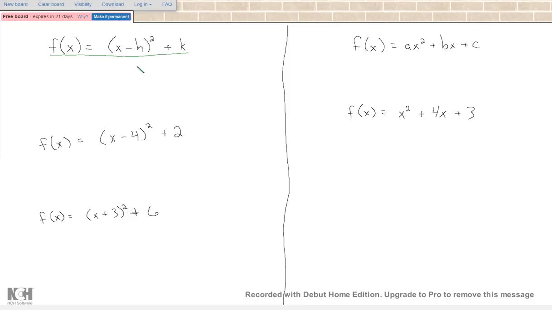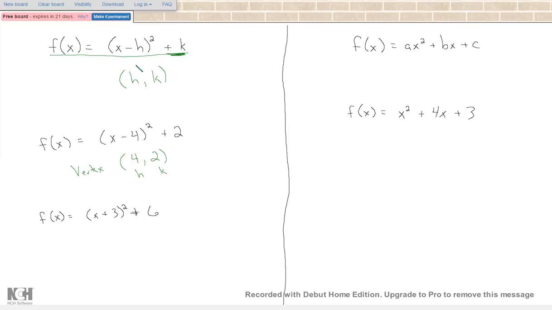These are the easiest type to get the vertex for, both the h and the k, or the x and y coordinate. The vertex is literally just the h number followed by the k number, the k being the number out here after the parentheses and the squared. So for instance, in this first example, x minus 4 squared plus 2, the h is 4, the k is 2, so that is my vertex, h and k.